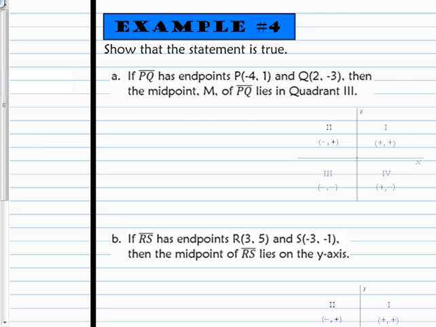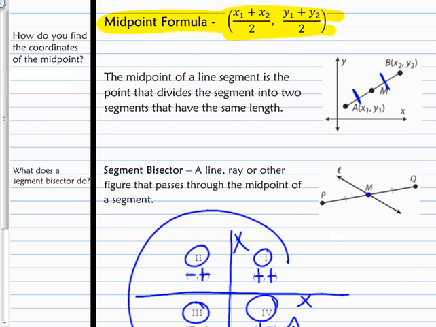If PQ has the endpoints P(-4, 1) and Q(2, -3), then the midpoint M of PQ lies in quadrant 3. So we're trying to find out if the midpoint of PQ lies in quadrant 3, and this is quadrant 3. They're asking us if the midpoint does. Well, we don't know what the midpoint does, but we have the formula for midpoint.